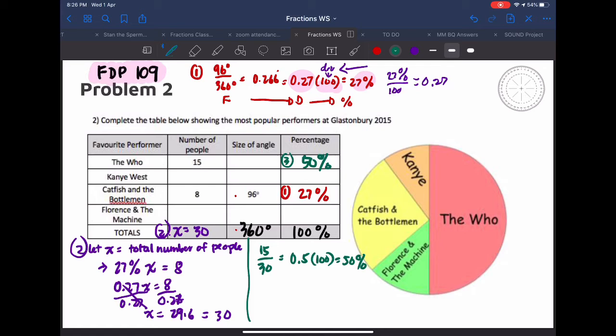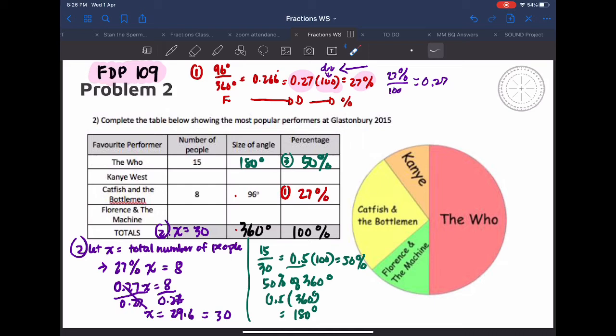How do we know the size of the angle? That's 50% of 360 degrees. And we know we cannot multiply with a percentage, so we divide it by 100 to get this one. 0.5 times 360, and the answer is 180 degrees. So we know this is 180 degrees. So now you're left with 2, Kanye and Florence.